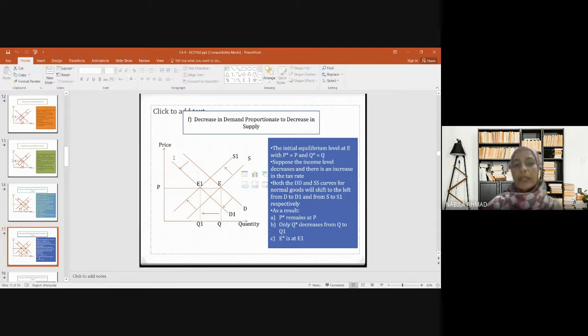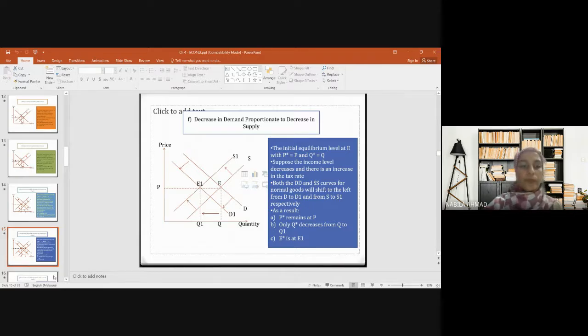Same also if demand decreases and supply decreases. For example, income level decreases, so the demand for normal good decreases. Okay, so demand shifts to the left from D to D1. And then an increase in tax rate. So if tax increases, supply will reduce because cost has increased. So supply shifts from S to S1. Right? So S1 intersects with D1 at E1. See? Price does not change but only quantity changes.